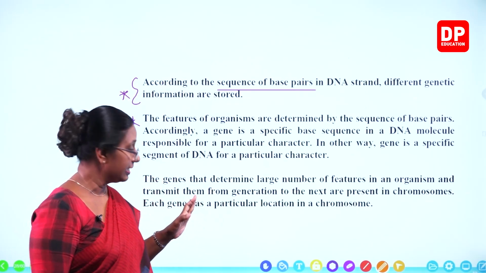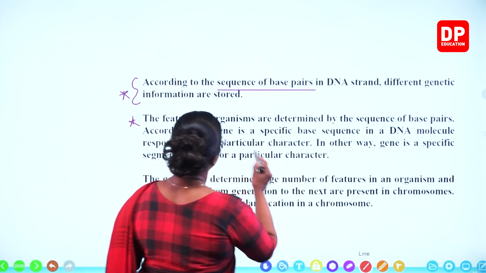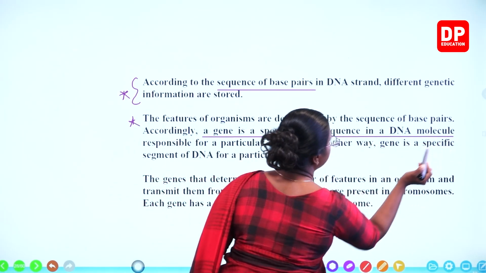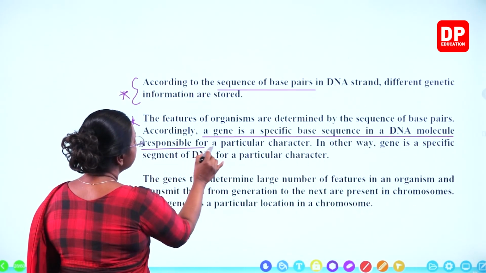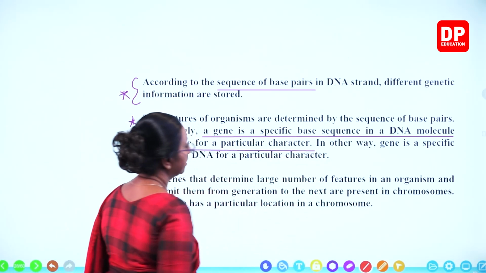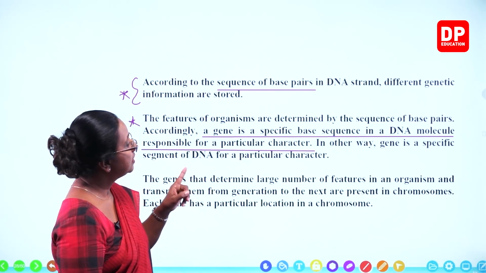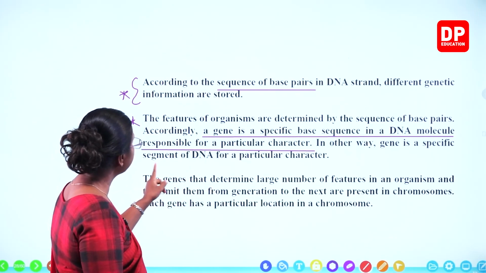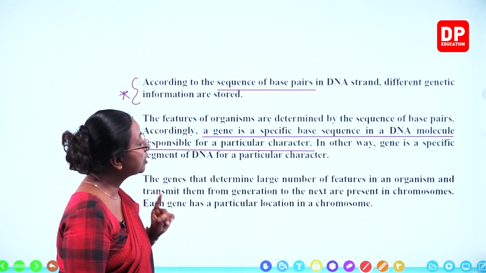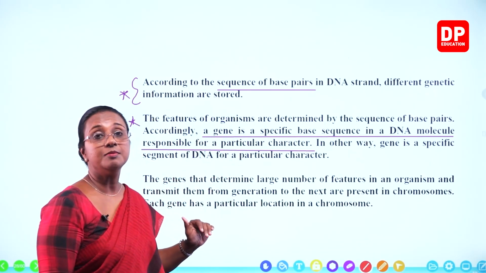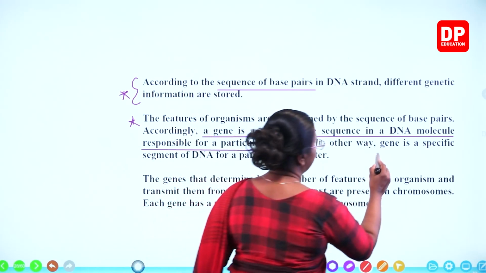So is that clear now? What I explained: a gene is a specific base sequence in a DNA molecule responsible for a particular character. In other words, a gene is a specific segment of DNA for a particular character. You can explain it in both ways. Both mean the same thing.